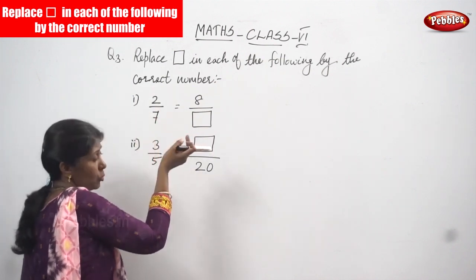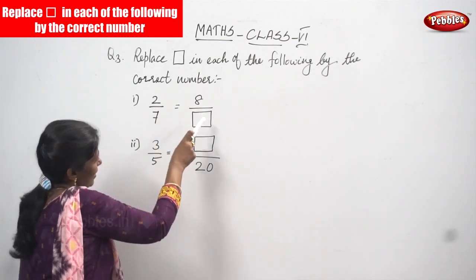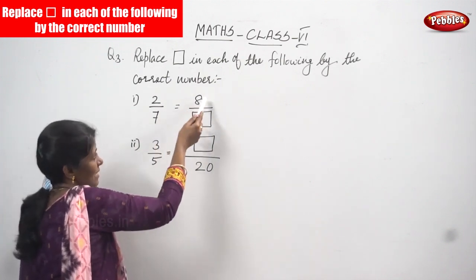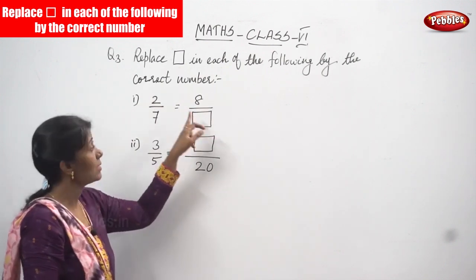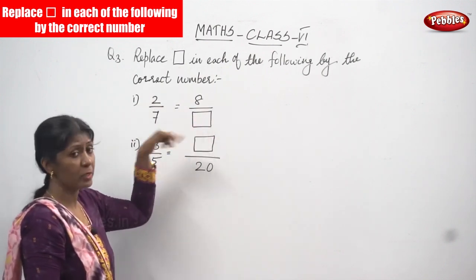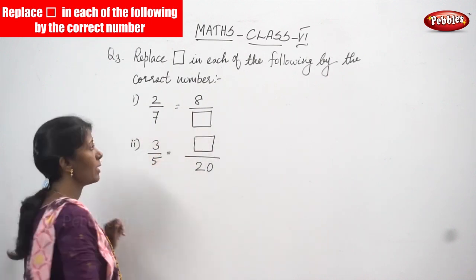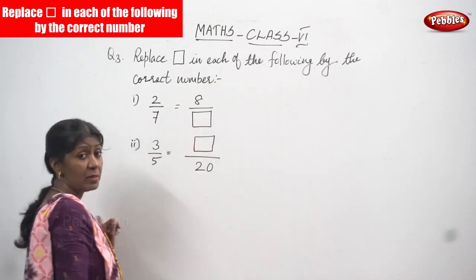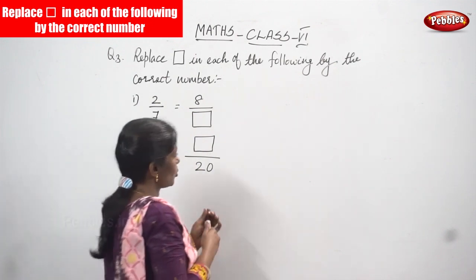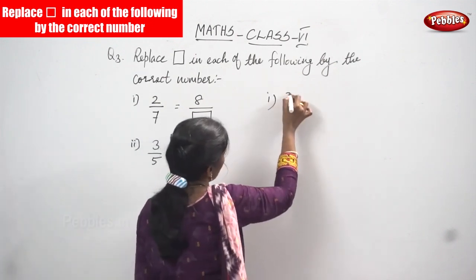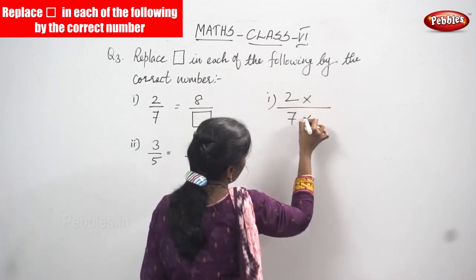You have to find the equivalent fraction. The numerator is already given, so you have to find only the denominator. In the denominator place, in the empty box, you have to find the denominator and write the answer in the given box. So I'll explain the sum here.